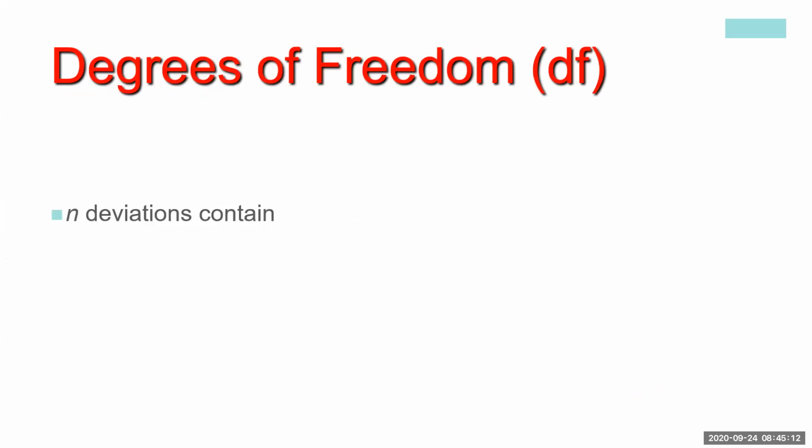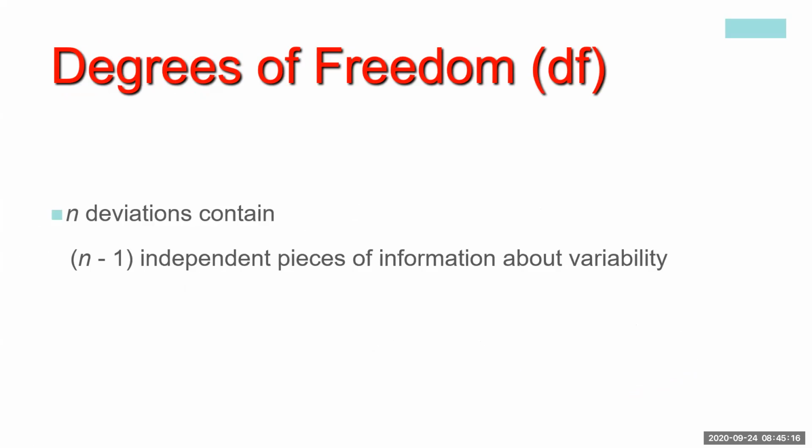So what is degrees of freedom? Degrees of freedom is n deviations contain n-1 independent pieces of information about variability. So really all you need to know for degrees of freedom is that it is n-1. And what does n? N is your sample size. So if I have 20 data points, my degrees of freedom would be 20 minus 1, 19. If I have 100 data points, degrees of freedom would be 100 minus 1, so 99.